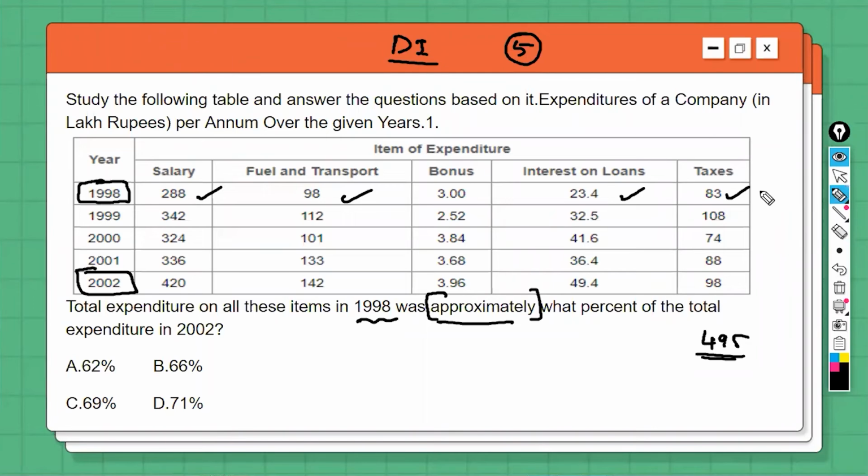Next, similarly, I am trying to calculate it for 2002. I'll take this as 100 approximately, 50 approximately, 150. And I'll balance this 2 here and 1 here. Okay, 4 is here. 150 plus another 150 is 300. 300 plus 420 is 720, and approximately 10 less, 710.